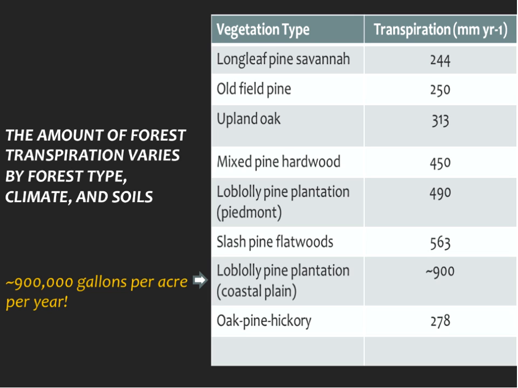And if you use that water balance, precipitation minus evapotranspiration, the result would be very large differences in the amount of stream flow coming out of these forest types, or large differences in the amount of groundwater recharge capable from these forest types.